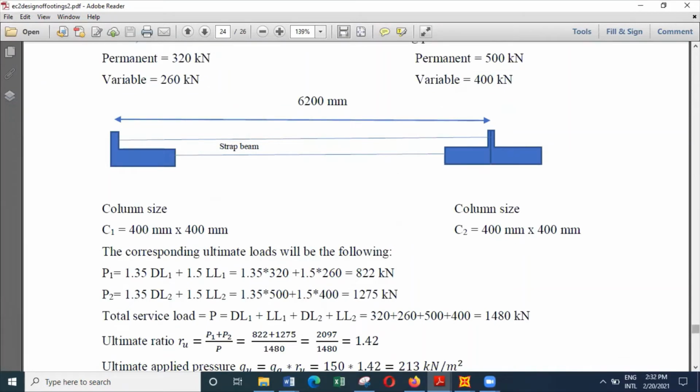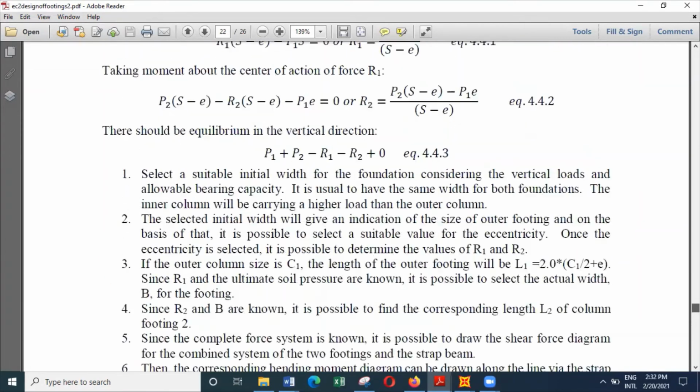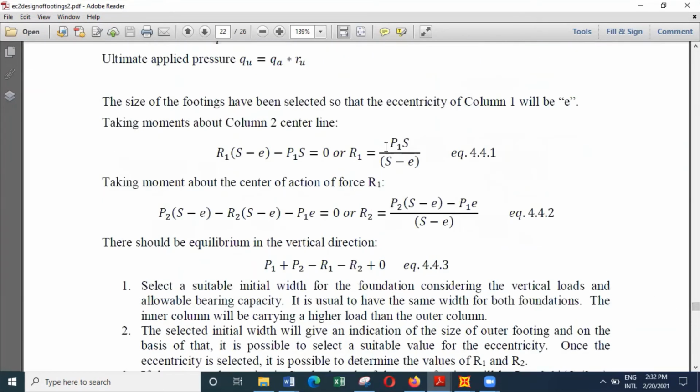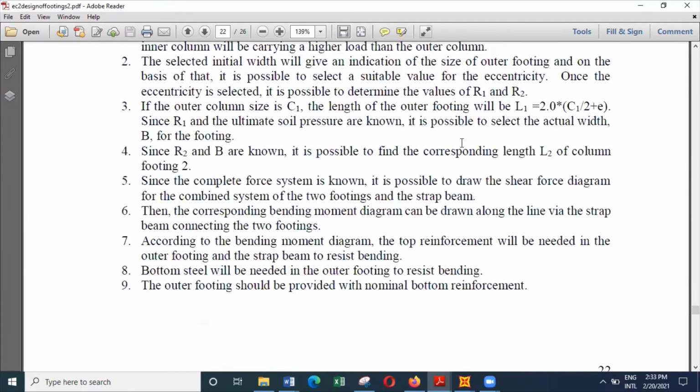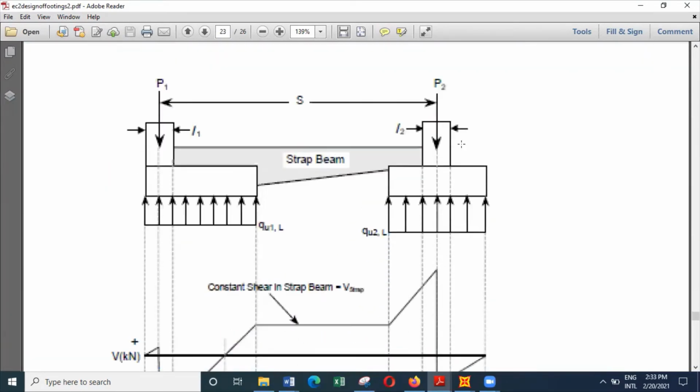So if you look at the theory, when P1 and P2 are known at ultimate state, the distance between the centers is also known, that is S, and the eccentricity is known, then it's possible to find the values of R1 and R2. So first we'll find the value of R1.